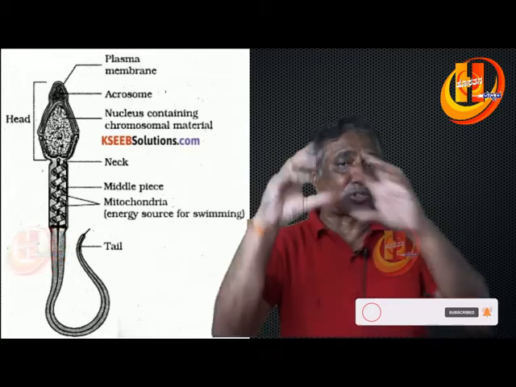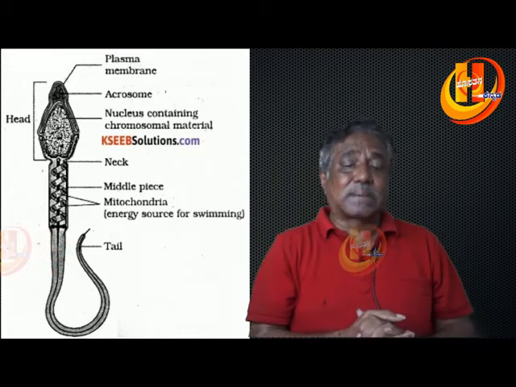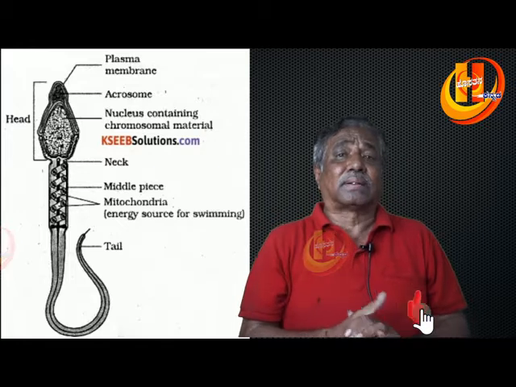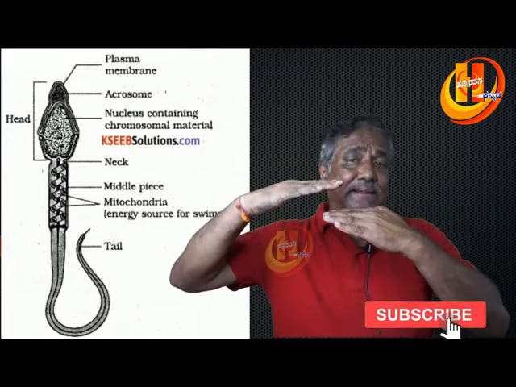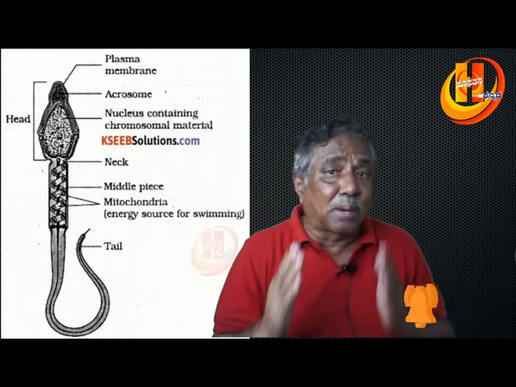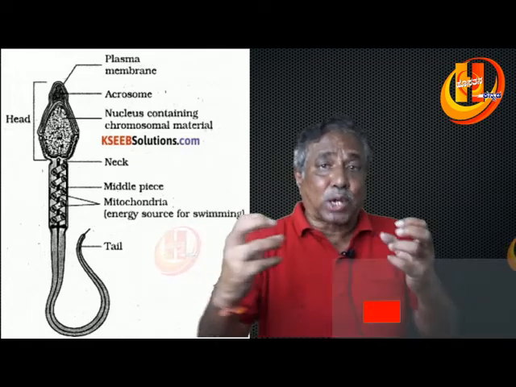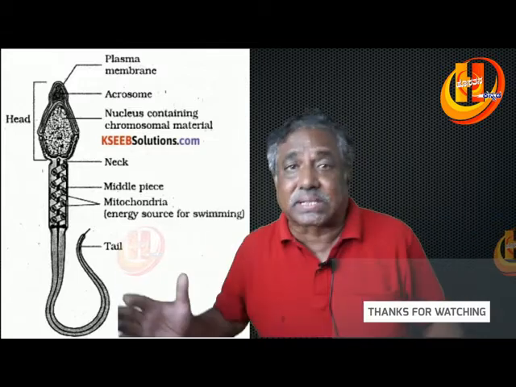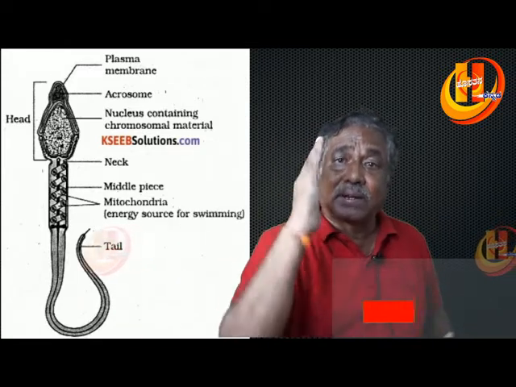Only 23 chromosomes are present in the nucleus, and then there is a neck between the head and the middle piece region. In the middle piece region, mitochondria aggregate to form a structure called the nebenkern.